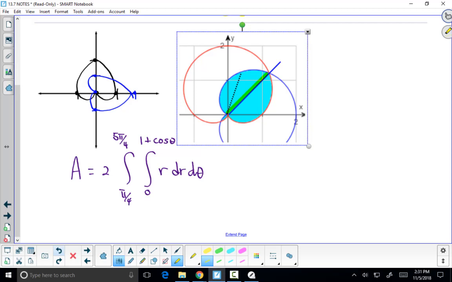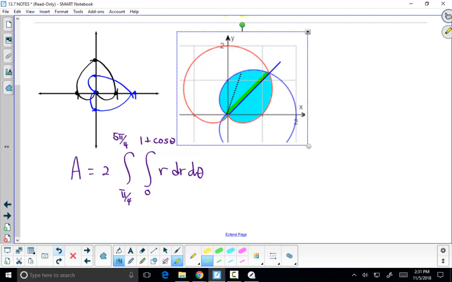Okay. Makes sense. So the red cardioid, the only purpose of it really is to tell us which portion of the blue cardioid we're trying to find the area of. Right. And did I say that correctly though? Minus 5 pi, no. We can't go minus 5 pi over 4 to 5 pi over 4. We have to use symmetry here.